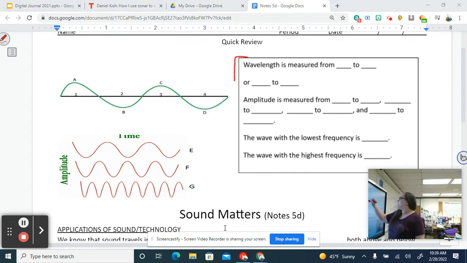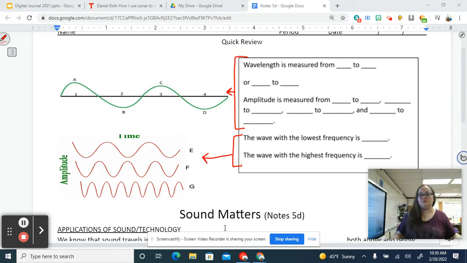So this hunk of questions refers to this green wave right here, and these two questions refer to those three waves, the red waves there. All of the blanks for any of them all the way through are going to be either a letter or a number. So you're going to give wavelength and amplitude and all that. All right, give it a shot, pause it.